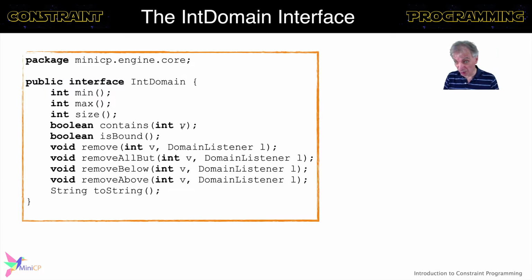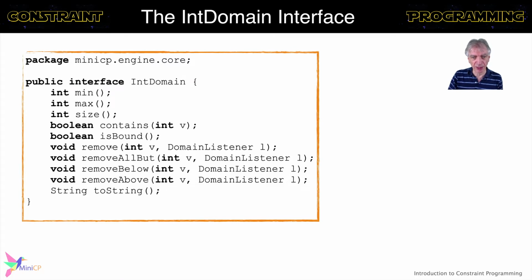You test if the value is in the domain or not. IsBound is indicating whether the domain is exactly size 1. So that means that there is only a single value left in that particular domain. You'll see why this is useful: when a variable has a single value in its domain, we know that it is assigned. So that's why we have this isBound there.